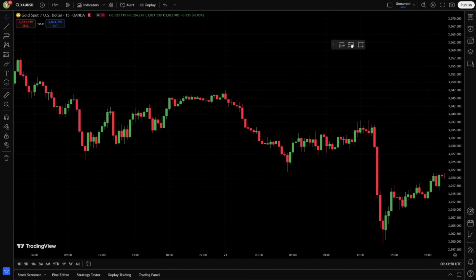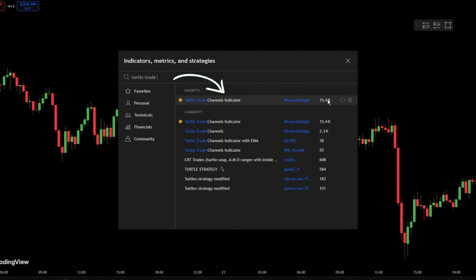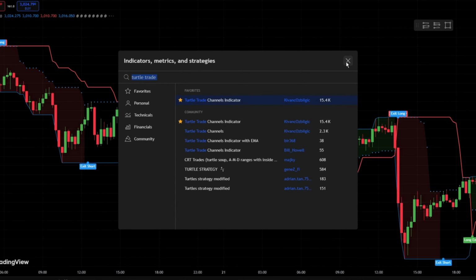The Turtle Trade Channels indicator is the core of this strategy. It acts as an entry trigger and also helps us determine stop-loss placement. Open TradingView and go to the Indicators tab. In the search bar, type Turtle Trade Channels. Select Turtle Trade Channels by Kavanagh's Bellic.